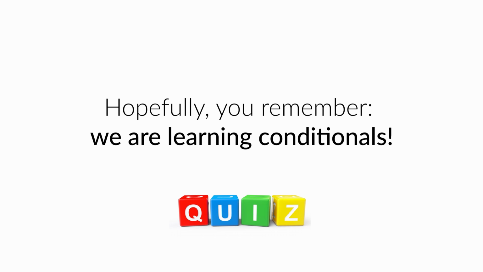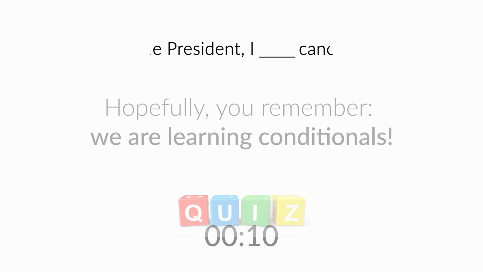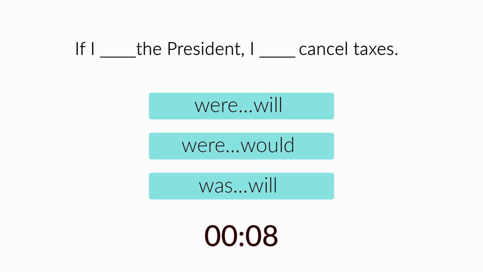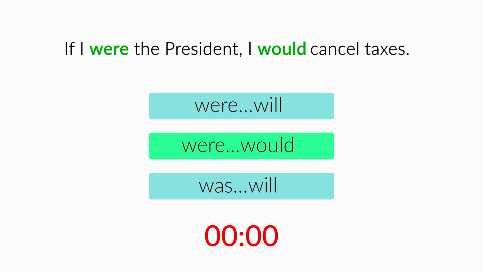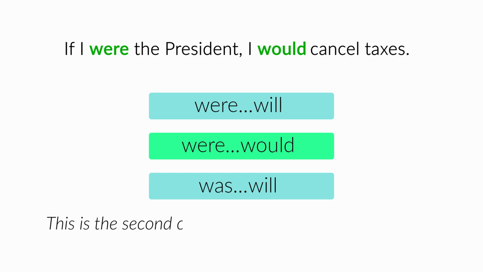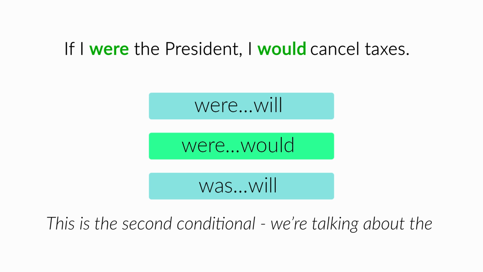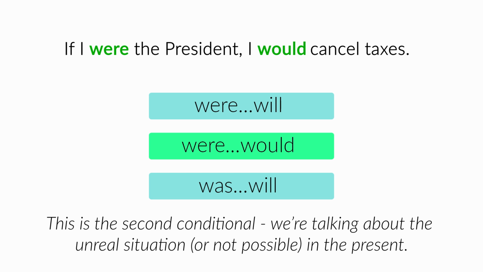Here is a quick quiz for you to pass. If I were the president, I would cancel taxes. This is the second conditional. We're talking about the unreal situation, or not possible, in the present.